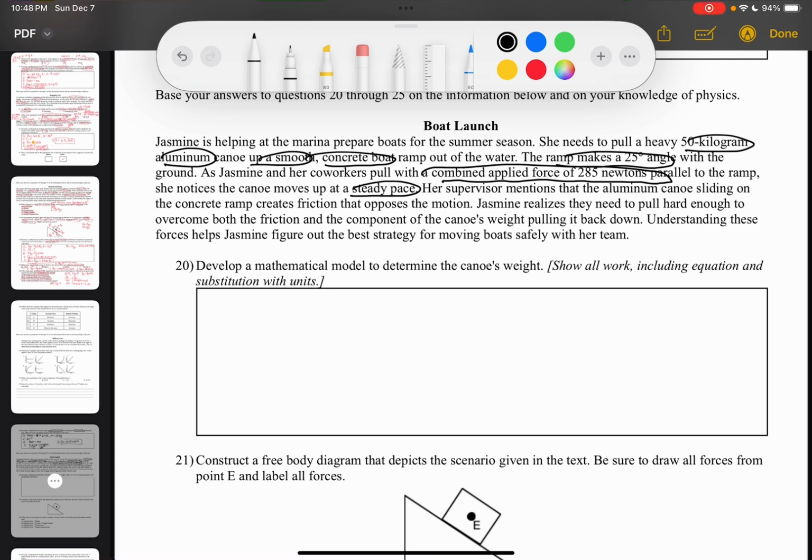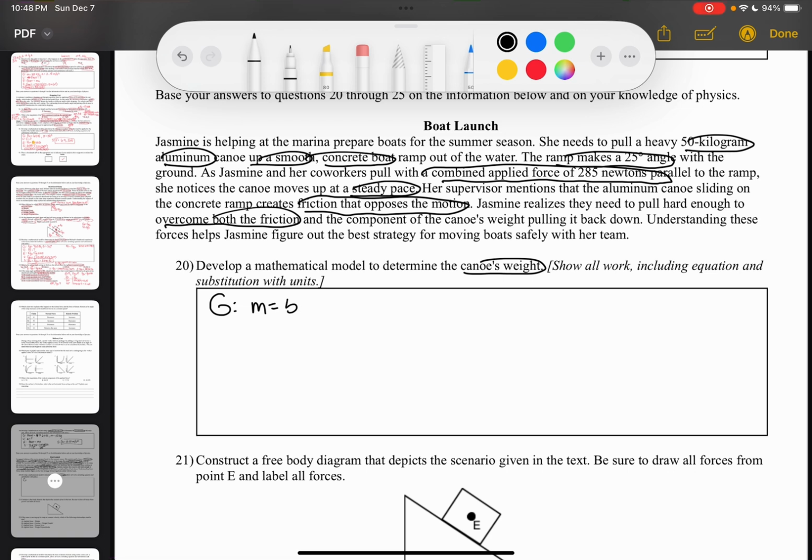Her supervisor mentions that the aluminum canoe sliding on the concrete ramp creates friction that opposes the motion. Jasmine realizes they need to pull hard enough to overcome both friction and the component of the force's weight pulling it back down. Understanding these forces helps Jasmine figure out the best strategy for moving boats safely with her team. Develop a mathematical model to determine the canoe's weight.